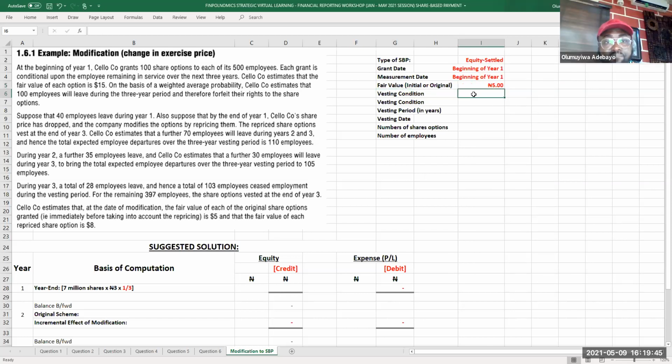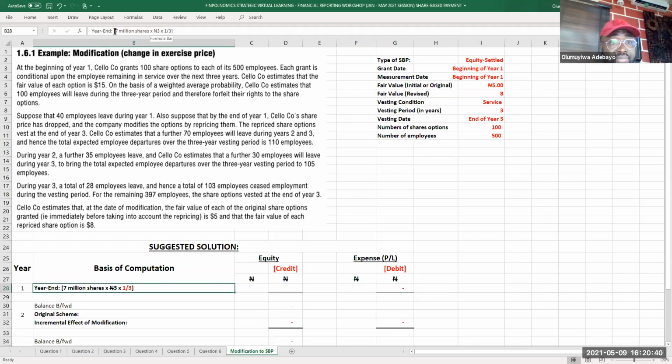Now the vesting condition. I also have the incremental fair value, new fair value of the option, or I'll call it revised fair value of the option, which was said to be 8. The vesting condition, the service condition: the vesting period originally is 3 years. Vesting date is end of year 3. Number of share options is 100. Number of employees is 500. Now in year 1, there's no issue. Therefore, in year 1, I can easily determine what it is.